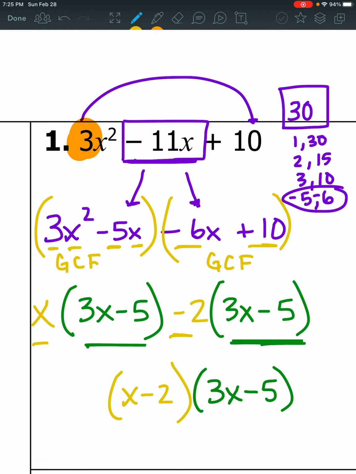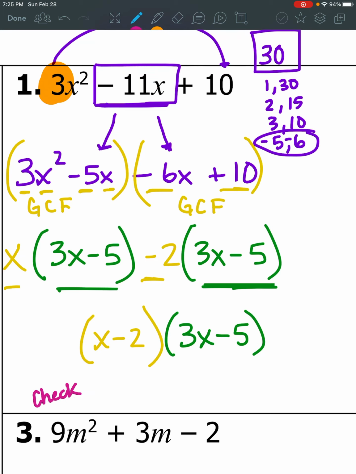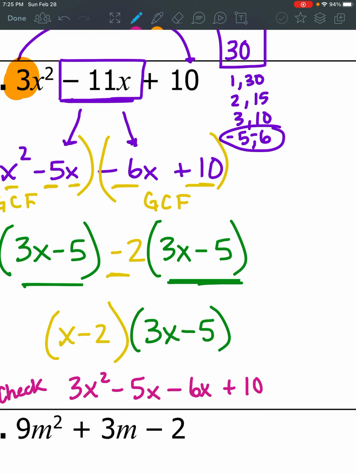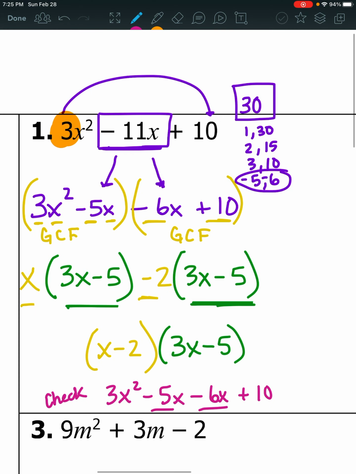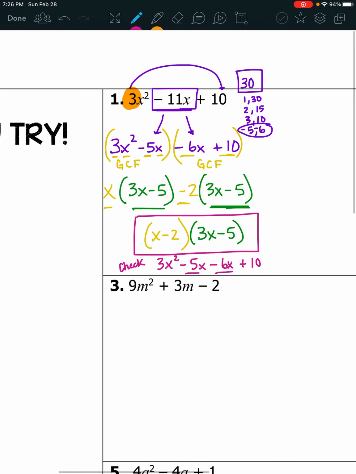Now, as always then, you would want to double check, does this go back to what we started with? So x times 3x, 3x squared. X times negative 5, so minus 5x. Negative 2 times 3x, negative 6x. And then negative 2 times negative 5, so it goes to positive 10. So 3x squared, and then these combine to negative 11x plus 10. It goes back to what we started with, so we know we are correct.